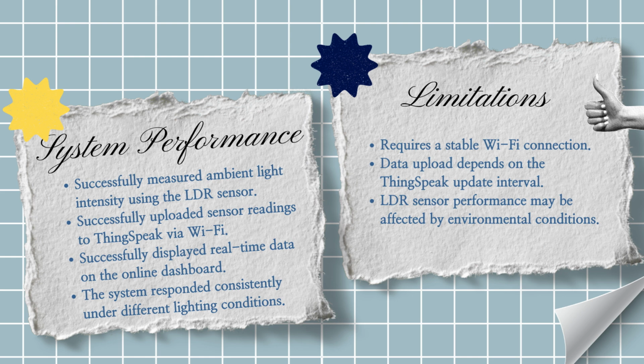However, there are several limitations. First, the system requires a stable Wi-Fi connection for continuous data transmission. Second, the speed of data updates depends on the update interval set in ThingSpeak. Lastly, the LDR sensor may be affected by environmental conditions such as shadows, sensor positioning, or sudden changes in ambient lighting.